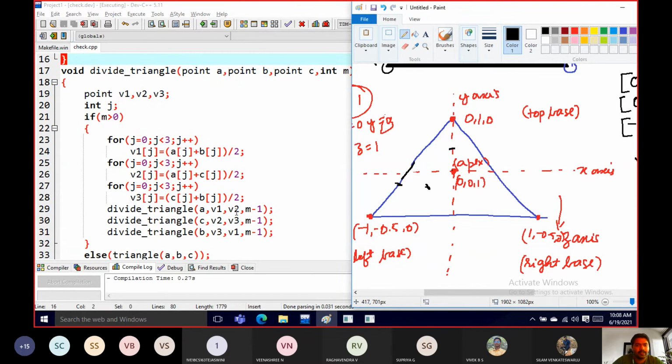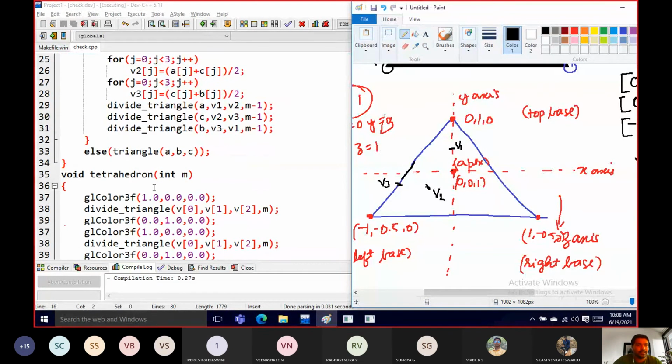Once we found them, as my m is 1, 1 minus 1 is 0. So V0, V1, V2 will be sent. Which is V1, which is V2, which is V3? This is V1, this is V2, and this is V3. So these three will be sent with the points. So it will come here, again it will come here. Once it is done, it comes back here.